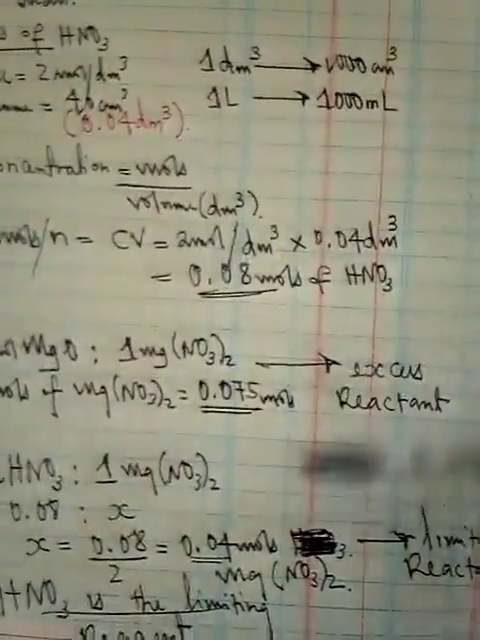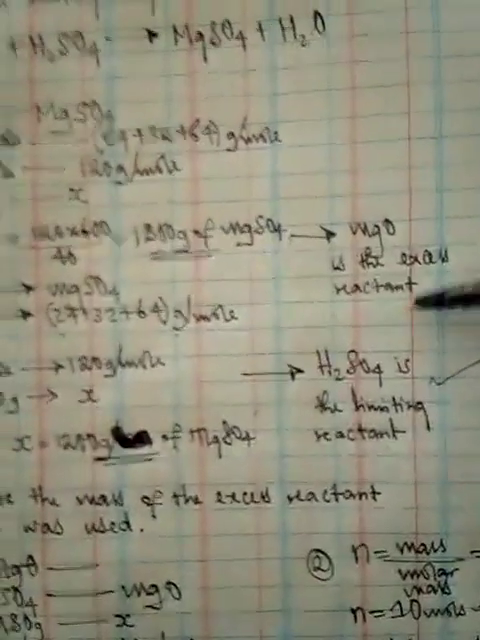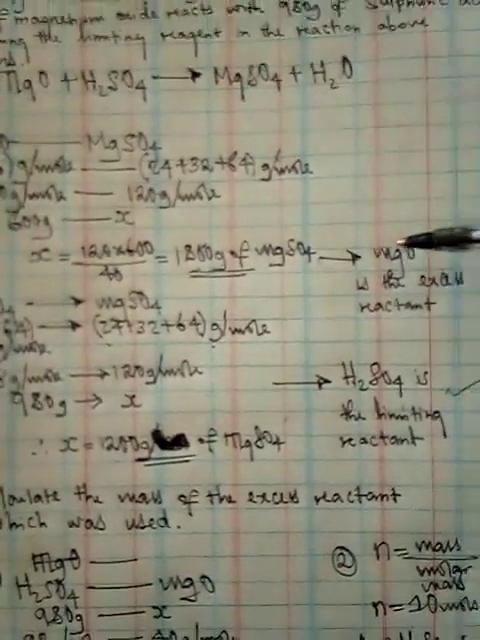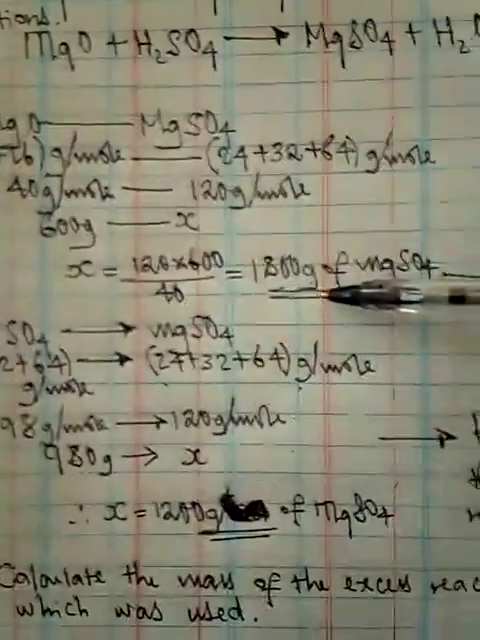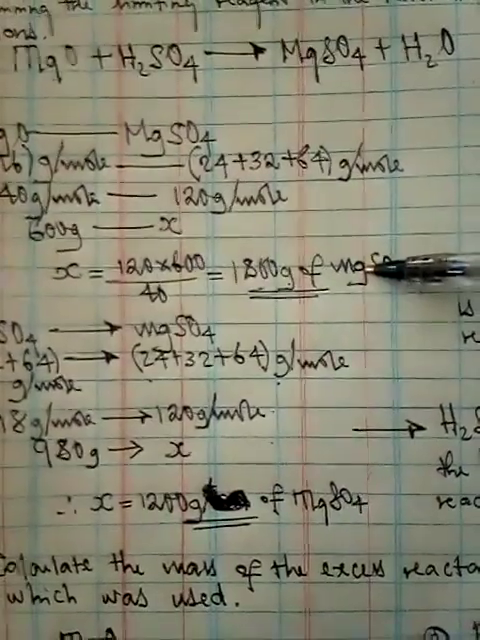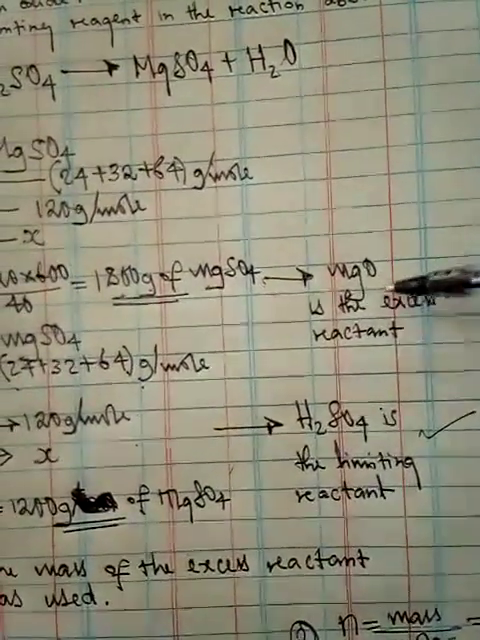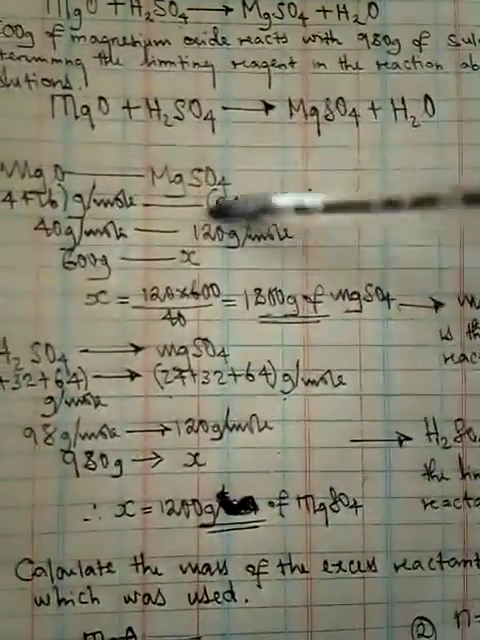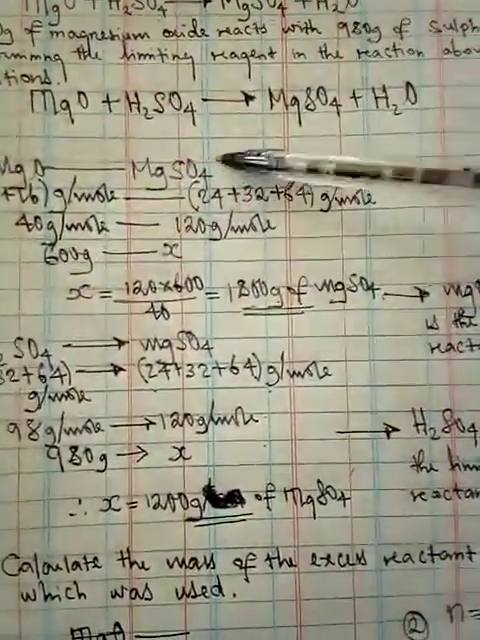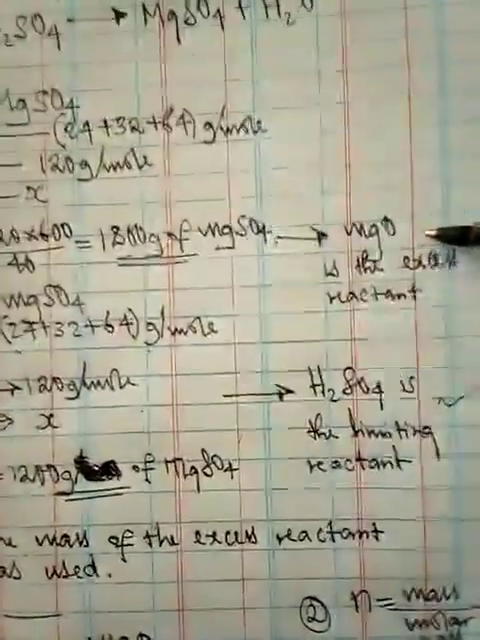So for that reason, just like I had shown you under the mole method, the same thing is also going to be applied under the mass method. Magnesium oxide is going to be termed as our excess reactant. Why is magnesium oxide our excess reactant? Because it's producing a higher mass of magnesium sulfate. So it's going to be the excess reactant.